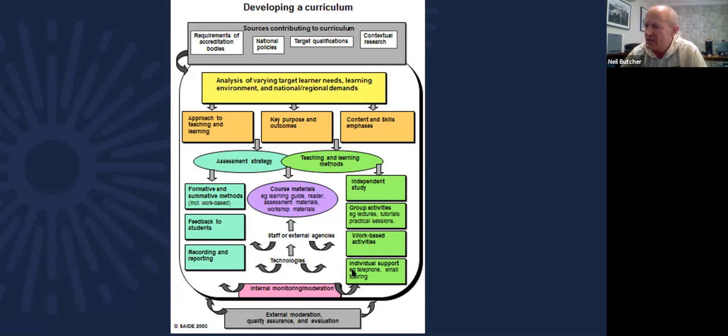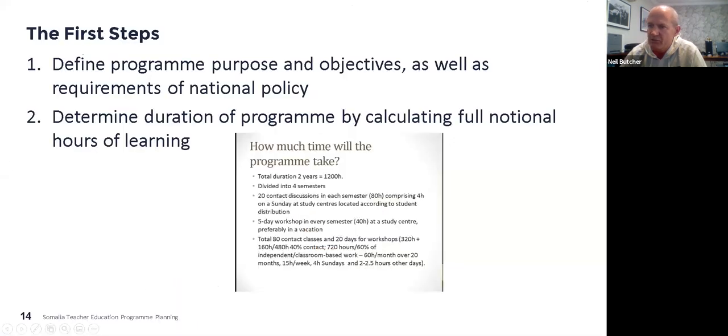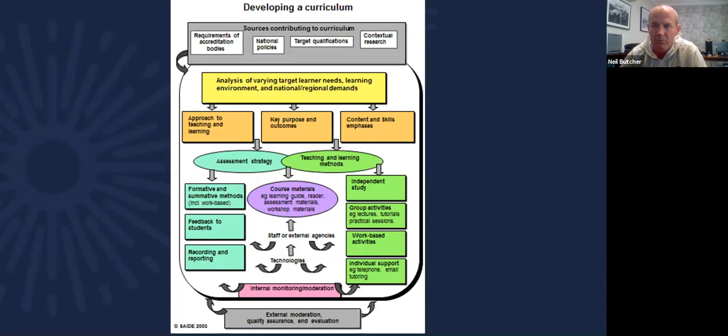And then very lastly, down the bottom, I've gone forward one because I clicked in the wrong place. We've got all the external moderation, quality assurance, and evaluation requirements of the program. So I hope this is a useful map of all the things that we need to be thinking about during our program design.